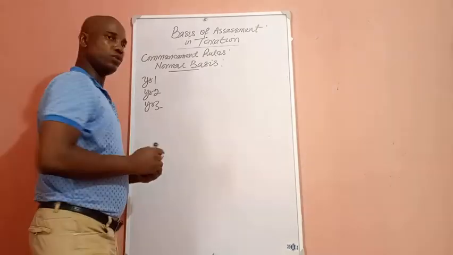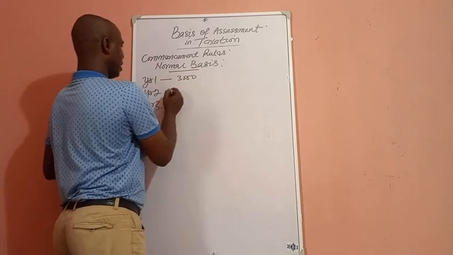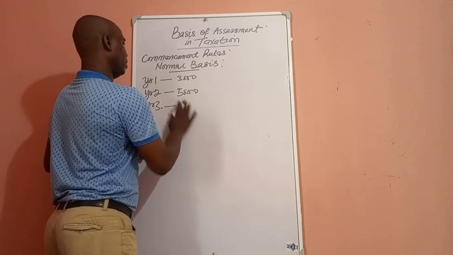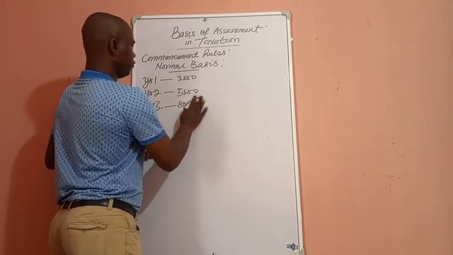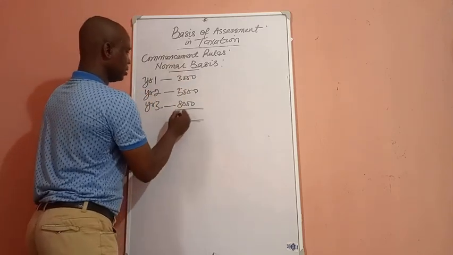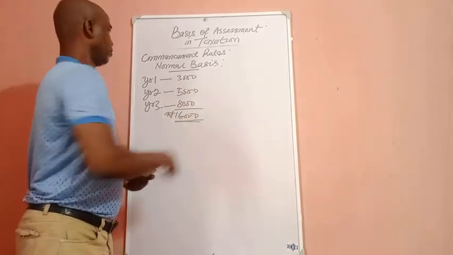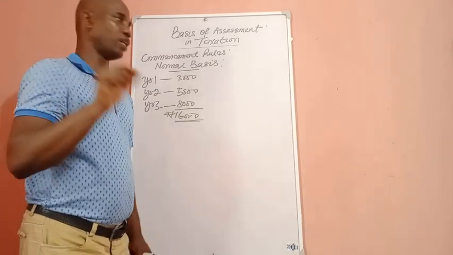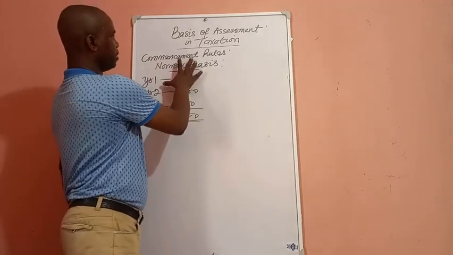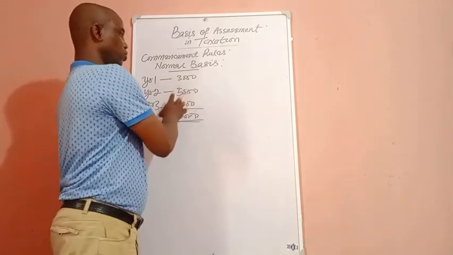So if you are to know the profit made under relevant years, if year 1 produced 3,000 naira, year 2 produced 5,000 naira, and year 3 produced, let's say, 8,000 naira, the profit made under the relevant years should be 3 plus 5 plus 8, which is 16,000. Now, these relevant years are very important and very crucial as regards the laws guiding commencement rules. These commencement rules should now be discussed particularly in part 2 of this video.